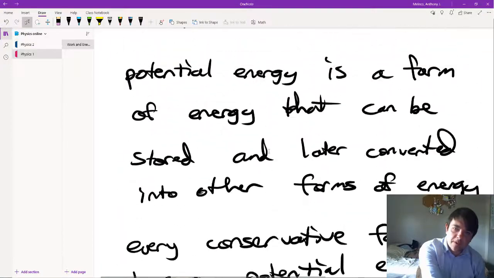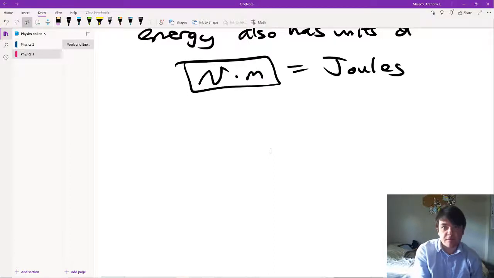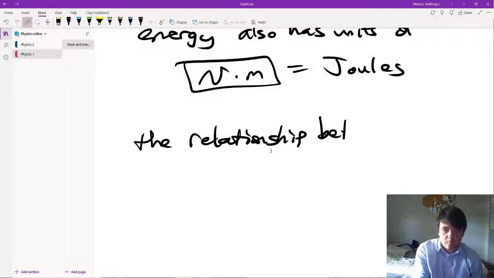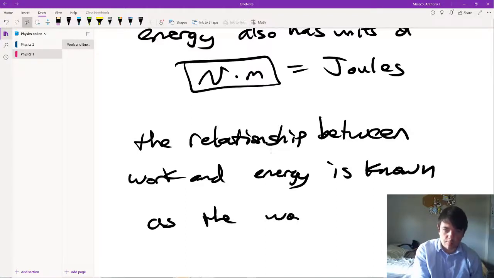One last thing I forgot to mention is the relationship. I know I keep forgetting to mention things. This isn't a huge deal, but I want you to know the name of it because it's sort of an important theorem. The relationship between work and energy is known as the work energy theorem. Okay.